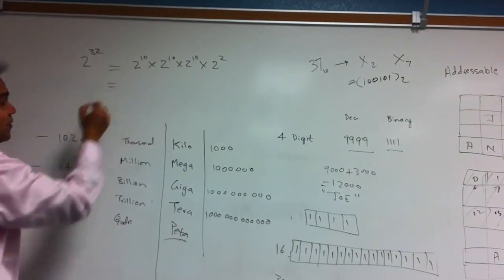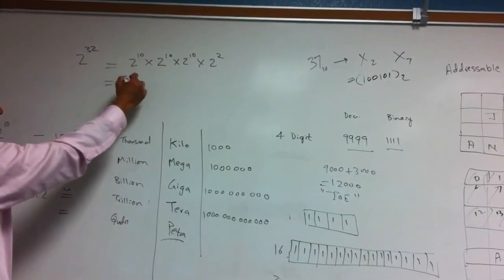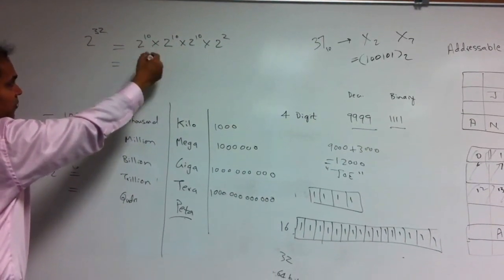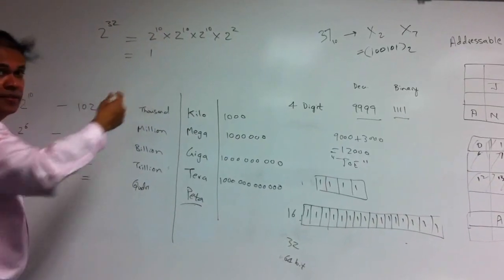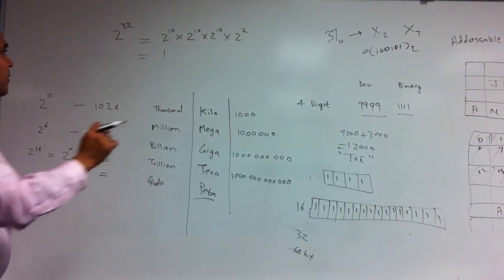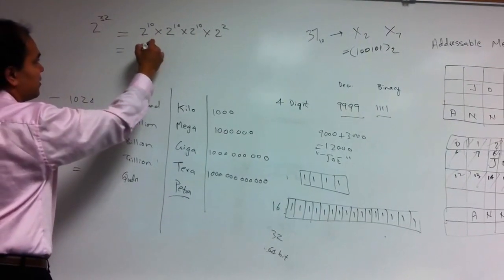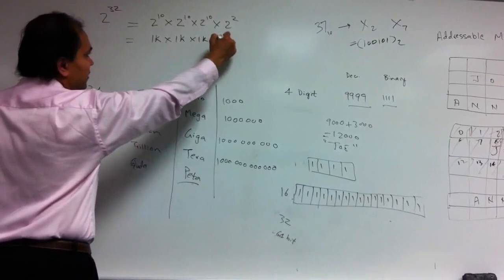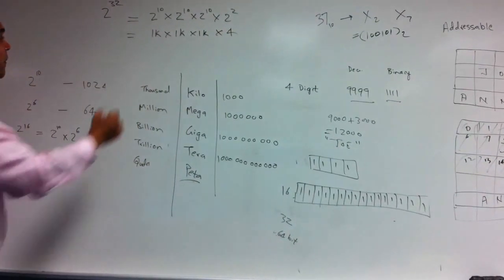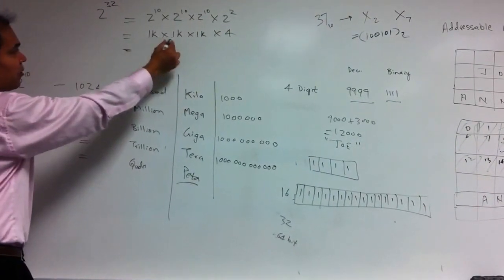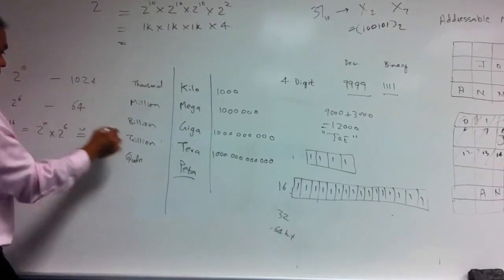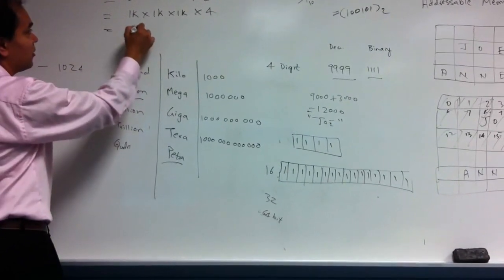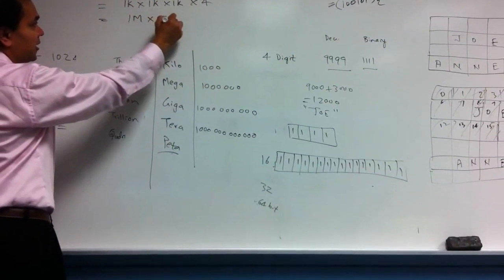So you can also say 2 raised to 10 is 1 kilobyte, and 2 raised to 10 into 2 raised to 10 is 1 megabyte. You can say this is 1 kilobyte into 1 kilobyte into 1 kilobyte into 4. And then 1 kilobyte into 1 kilobyte is nothing but, we learned, 1 megabyte, right? So it's 1 megabyte into 1 kilobyte into 4.